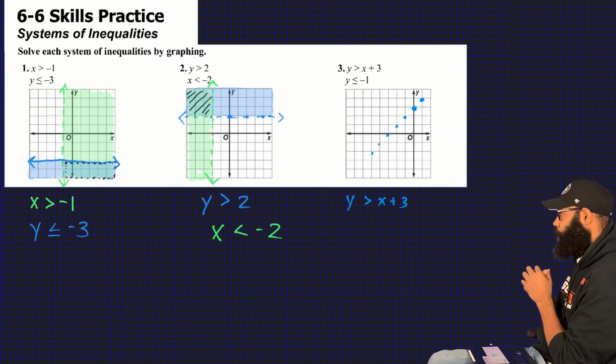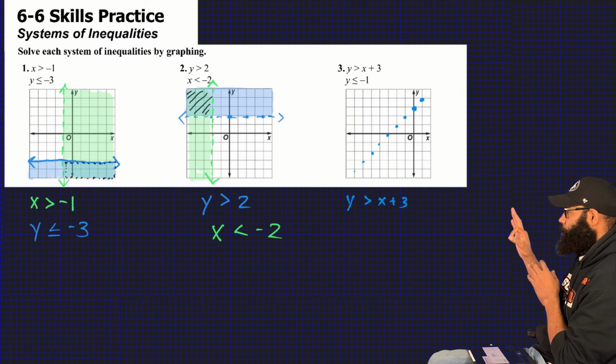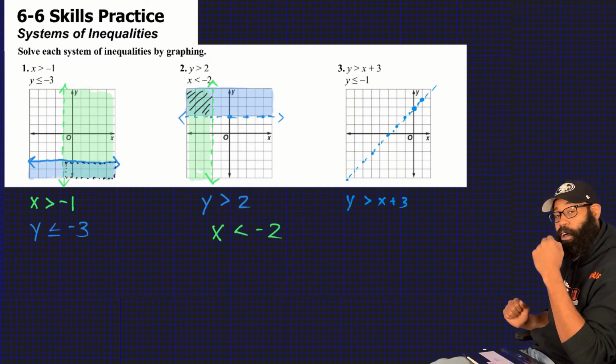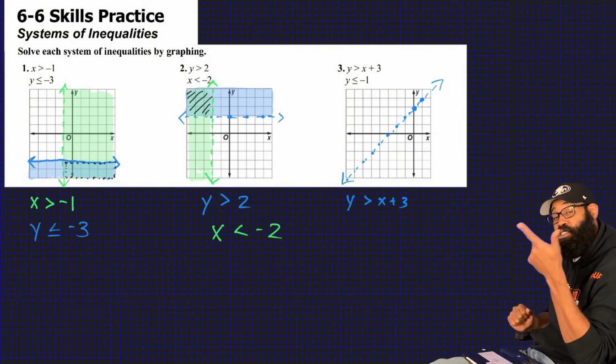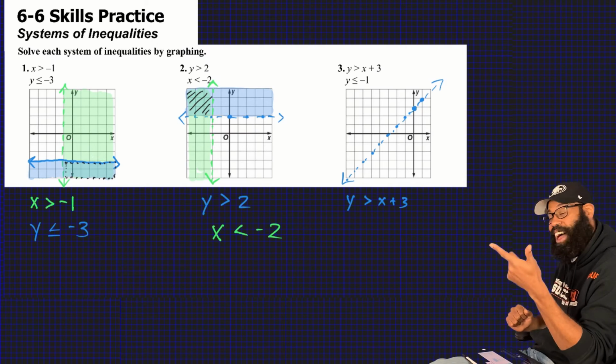Treat it like a line, right? I start at 3, up 1 to the right 1, do the opposite, down 1, back 1, down 1, back 1, down 1, back 1. So this is where I was talking about, guys. What's your m, what's your b? Use that to graph your boundary line.